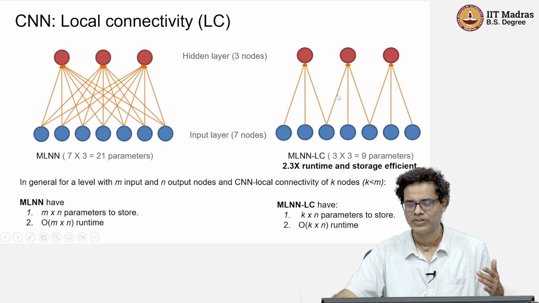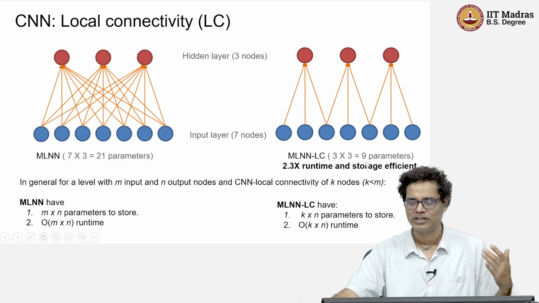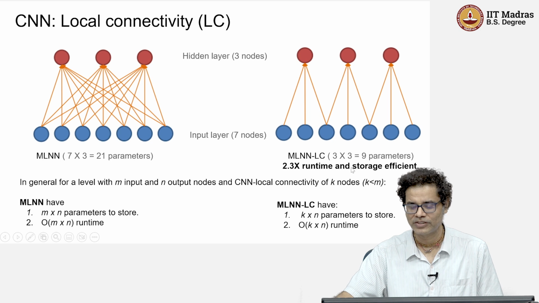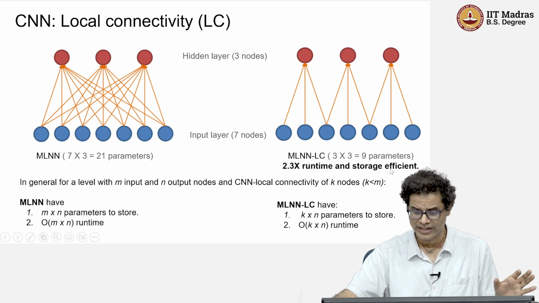And here the multiplications remain 9 only, because for computing this, I need to do W1, W2, W3, which is 3 multiplications, 3 for this, 3 for this, so 9. So 9 parameters and 9 multiplications. But it is still much lesser than 21, right? So much of advantage in runtime and storage.